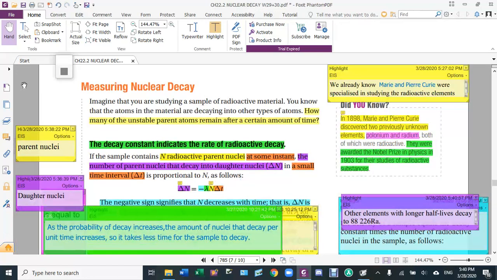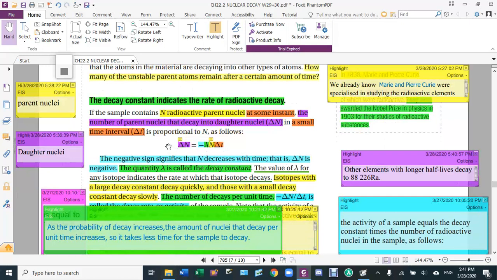In the beginning, you have to know that in 1898, Marie and Pierre Curie discovered two new elements, unknown before. The two elements, polonium and radium, were both radioactive. And we already know Marie and Pierre Curie were specialists in studying radioactive elements. They were awarded the Nobel Prize in Physics in 1903 for their studies of radioactive substances.